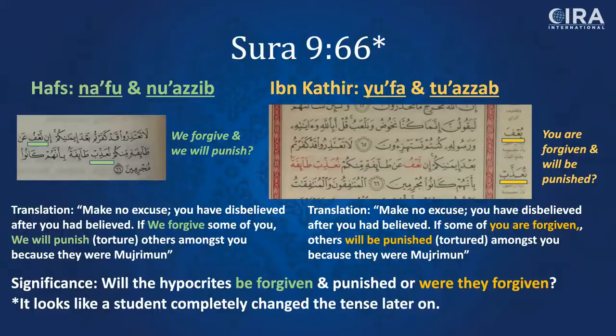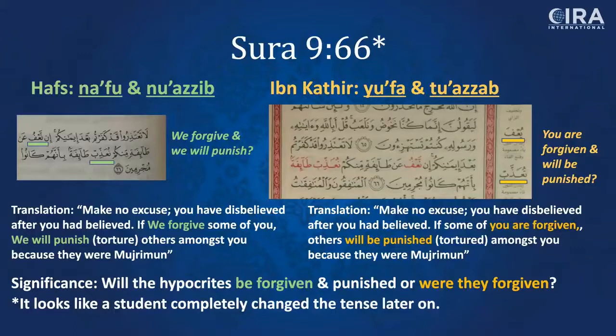That's the Hafs in the middle, in the major text. But what they've done here is they've shown the variant in the margin between Hafs and Ibn Kathir. Hafs in the green, na'fu, and the way Ibn Kathir read it, yu'fa. Again, one in the active, the speaker saying we will forgive, and one by Ibn Kathir, it's in the passive. You are forgiven, or someone else will be forgiving you, basically.